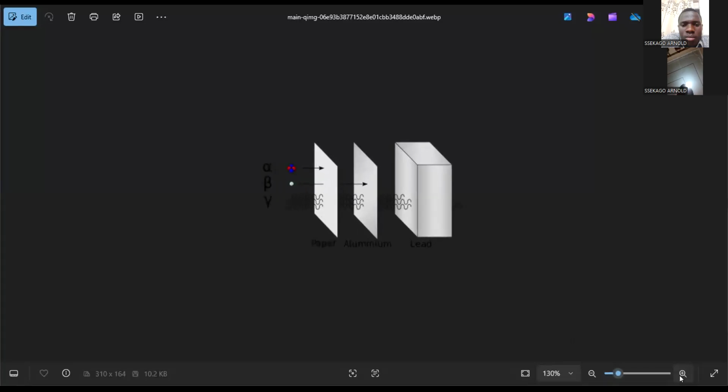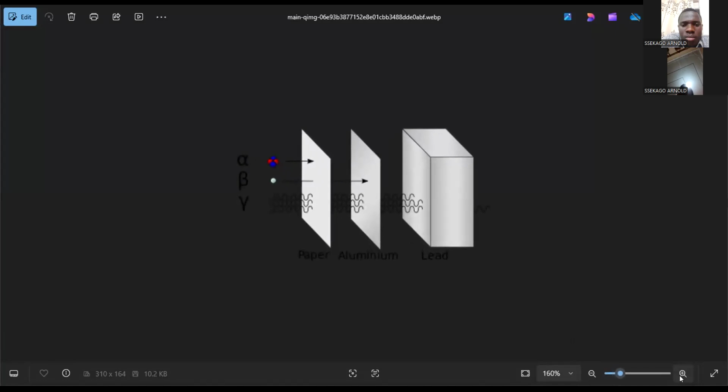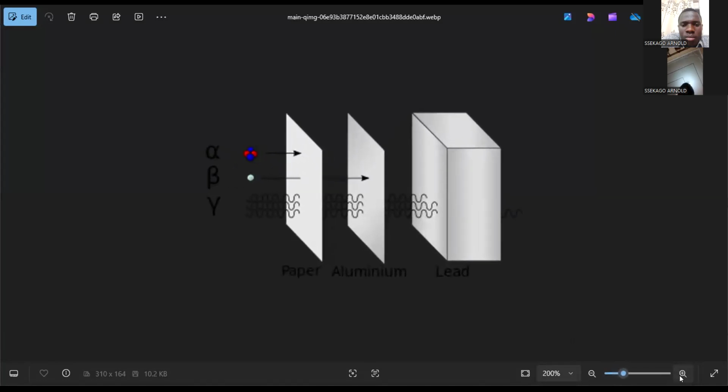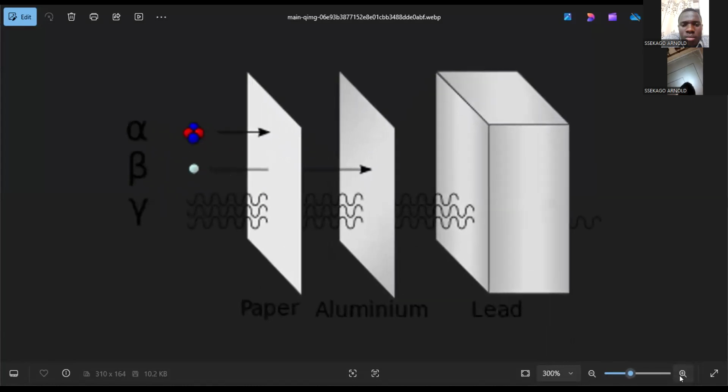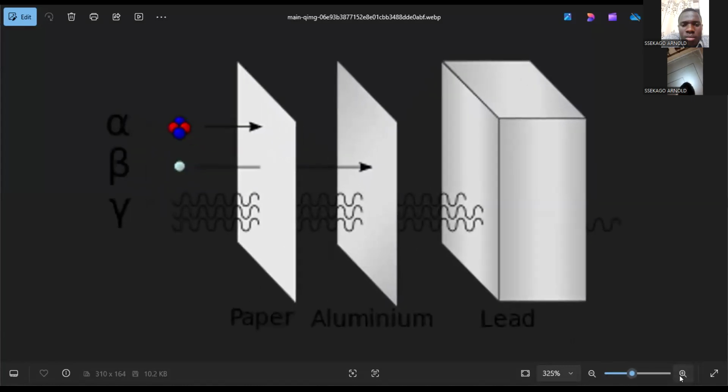Let me hope this casting is visible. Let me try to enlarge it.